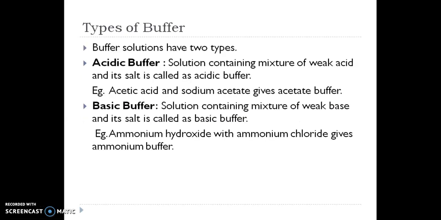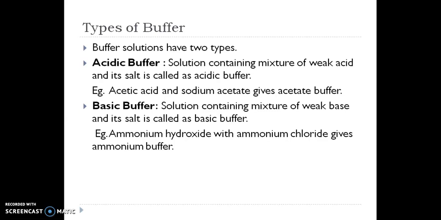Okay, next is the types of buffer. There are two different types of buffer. First is the acidic buffer and second is the basic buffer. We will discuss both types later in detail. Just now we will see the definitions.